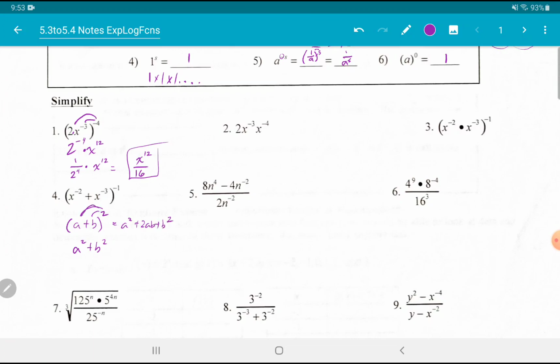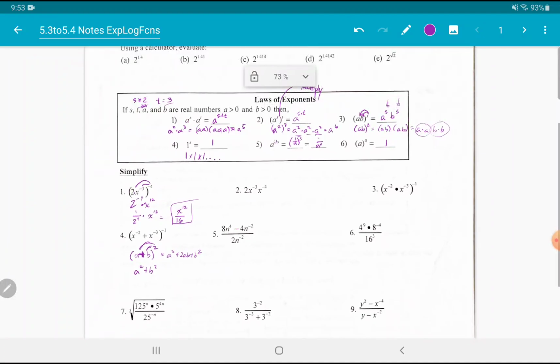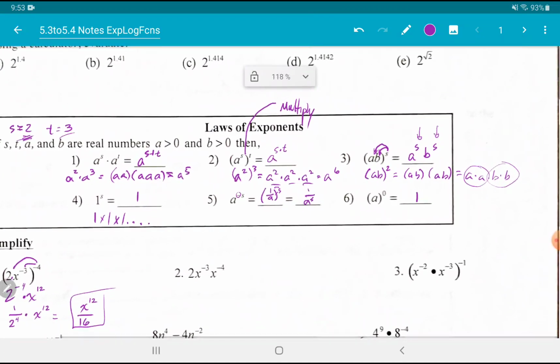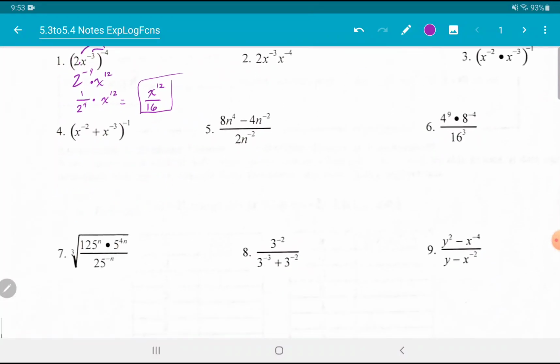So you obviously cannot distribute that exponent to those terms if there's an addition in the way. One thing we had talked about in our properties of exponents was that it only works if you have multiplication, if it's a times b, not a plus b. So be very careful with that rule.